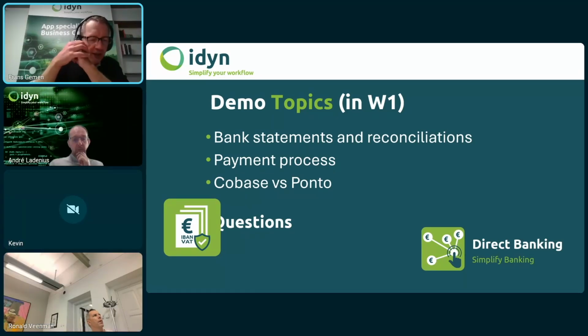And on the left, you see IBAN and VAT. That should not be there, but it's there. That's one of our new solutions called Verified 365. I will address it also later on. So please, Andre, take us to Business Central and show us the bank statement and reconciliation process, and of course the payment process in direct banking together with Business Central.